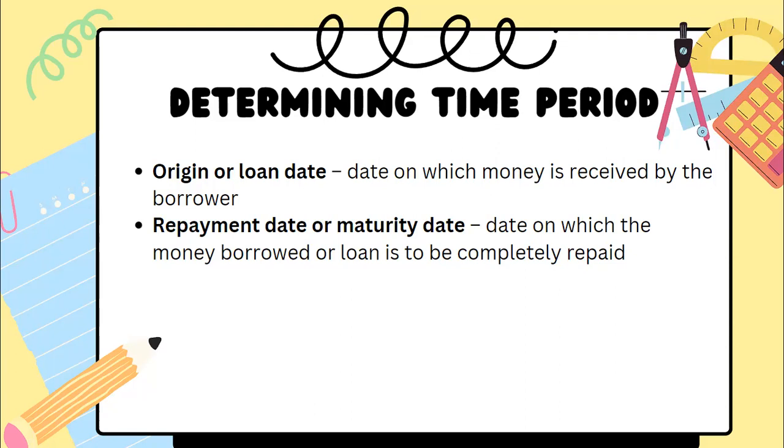Okay? Next, repayment date or maturity date. The date on which the money borrowed or loan is to be completely repaid. So, ito naman yung date kung kailan dapat yung principal amount and the interest is completely repaid na po. Okay? So, again, these are the two dates na kailangan nating tandaan in determining time period.